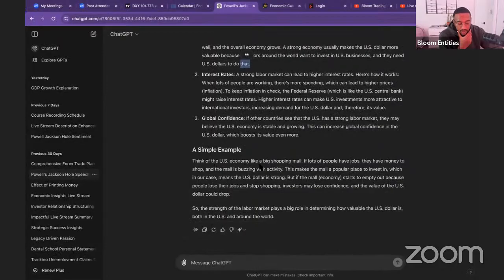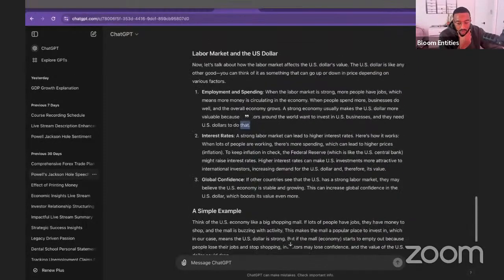A simple example: think of the US economy like a big shopping mall. If lots of people have jobs, they have money to shop, and the mall is buzzing with activity. This makes the mall a popular place to invest in, which in our case means the US dollar is strong. But if the mall or the economy starts to empty out because people lose their jobs and stop shopping, investors may lose confidence and the value of the US dollar could drop. So the strength of the labor market plays a big role in determining how valuable the US dollar is, both in the US and around the world.